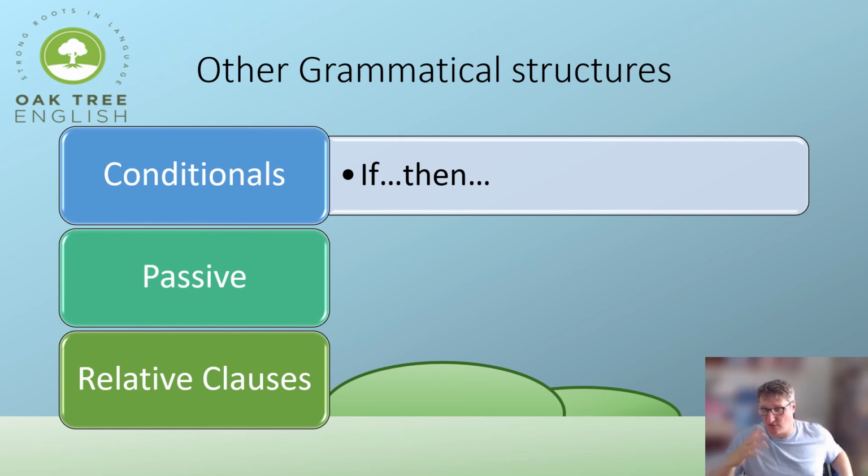Then you've got the second conditional. The second conditional is for an unlikely situation. So, if I won £1 million, I would buy my own turnip. I'm going Baldrick on you there.